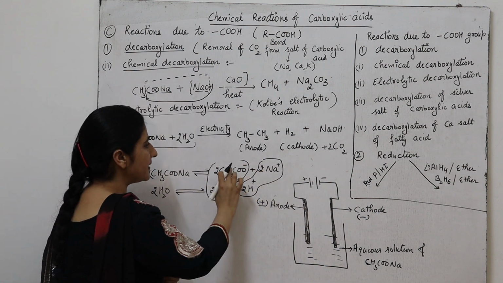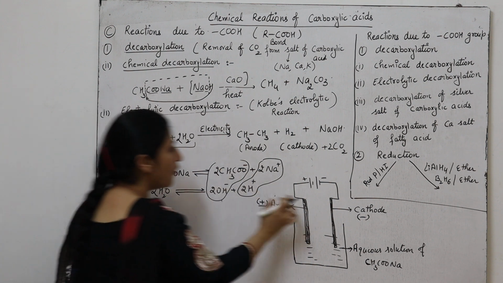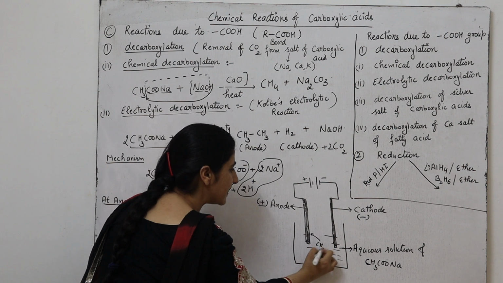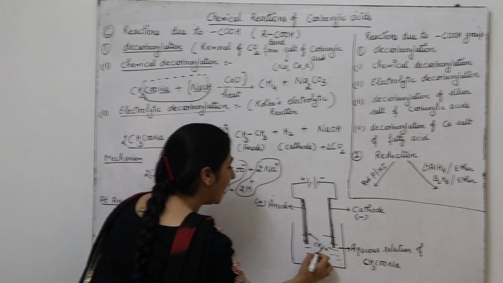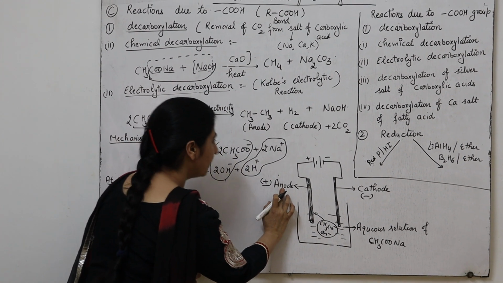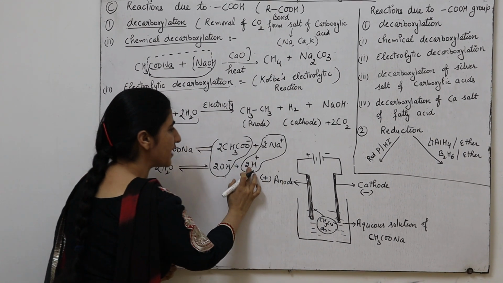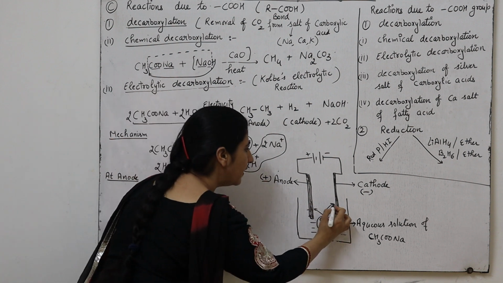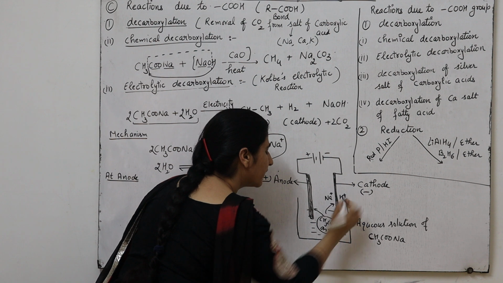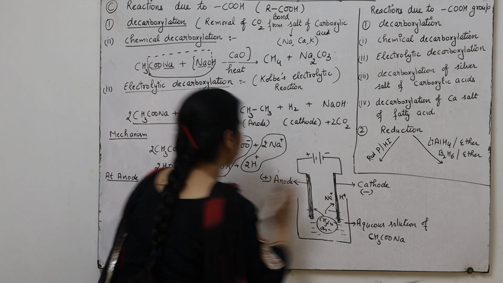After passing electricity, the negative ions move toward the anode. Here we have the acetate ion and the OH negative ion, and they move toward the anode. Whereas the sodium ion and the H positive ion move toward the cathode.